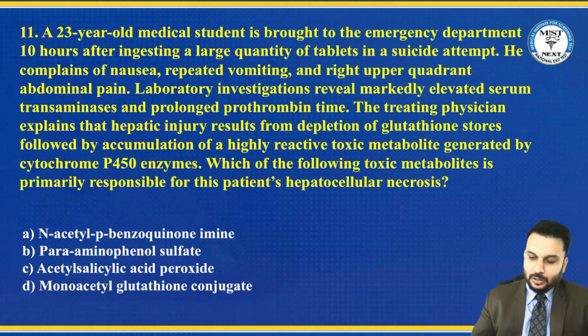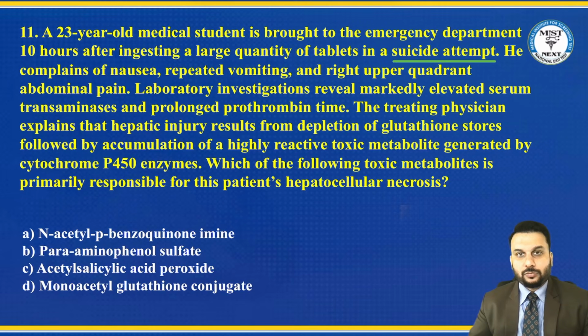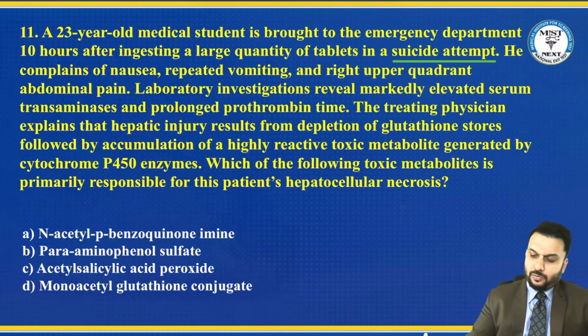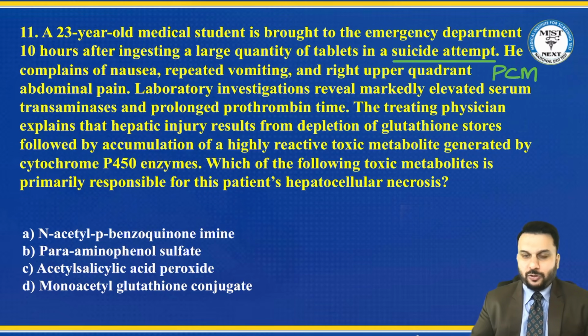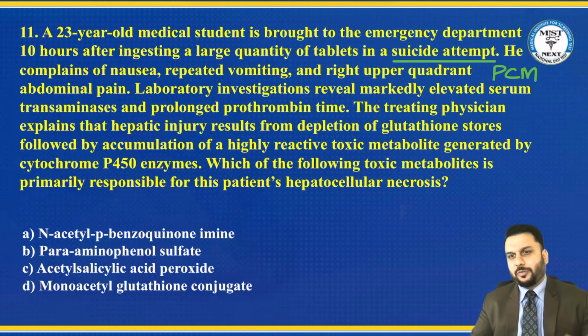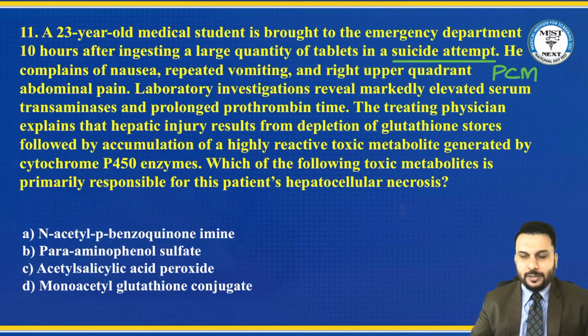Okay, so guys, suicide attempt by medicine. One of the common medicines that people attempt suicide with is paracetamol. How do I know this is paracetamol? They have given right upper quadrant pain, that means something related to the liver. They have given some enzymes. All right. And if you notice hepatic injury, you all should know by the back of your hand by now that PCM causes liver damage, right?